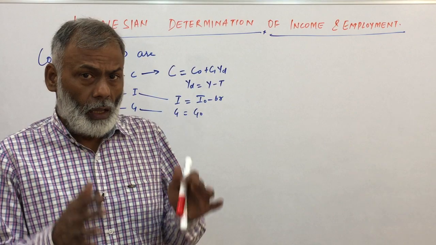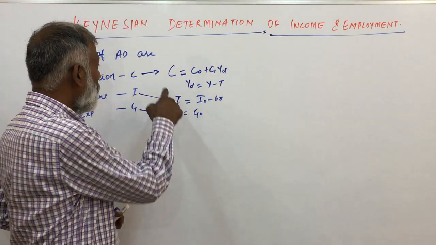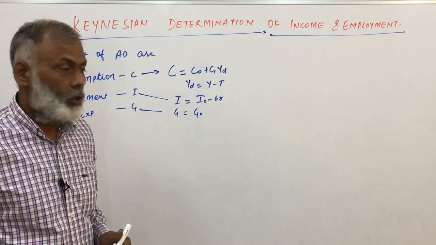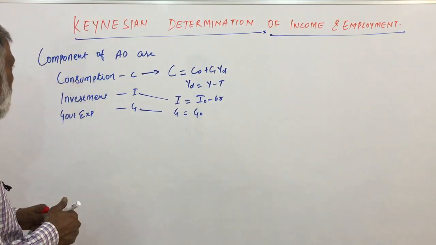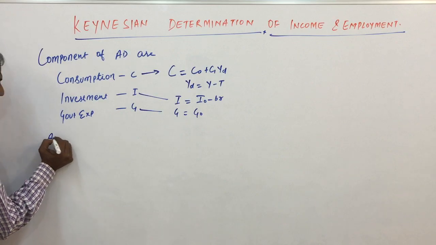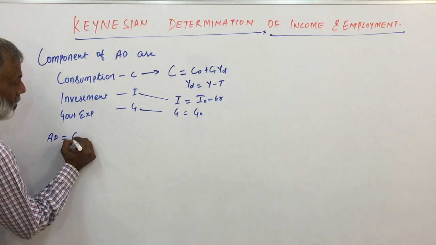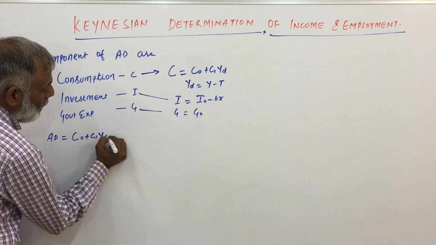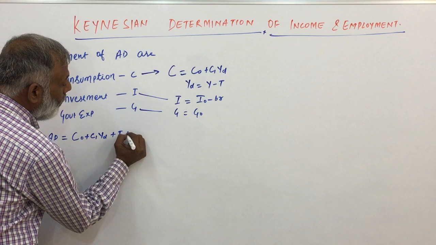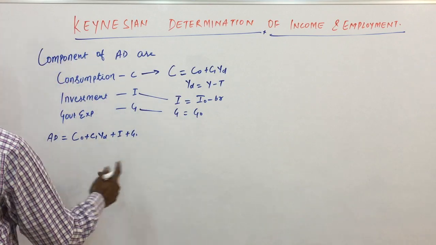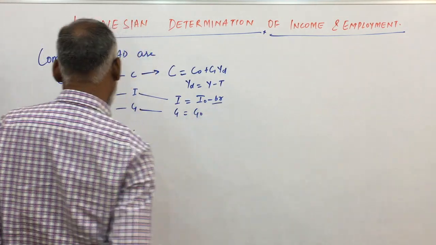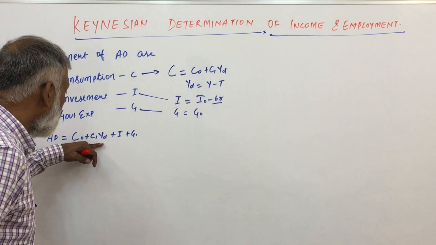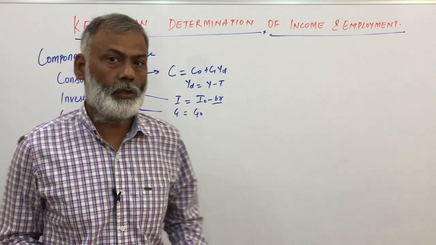Now, aggregate demand is the sum total of consumption, investment and the government expenditure. So, if we add up all these, then we get C0 plus C1 YD plus I plus G. I'm just not taking the rate of interest. Fine. So, we can say that aggregate demand is the sum total of consumption, investment and the government expenditure.